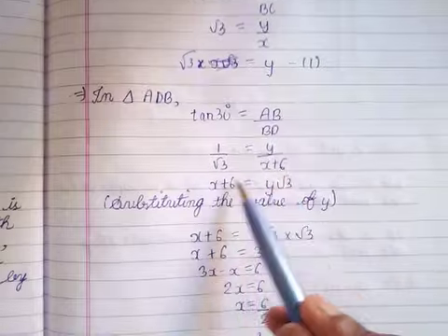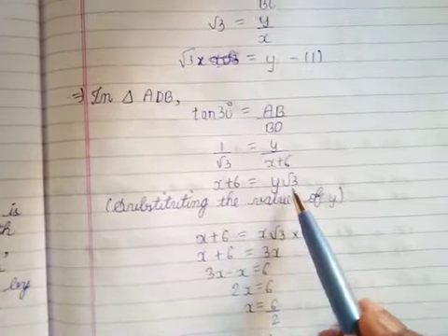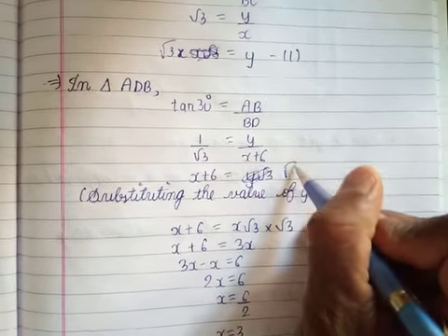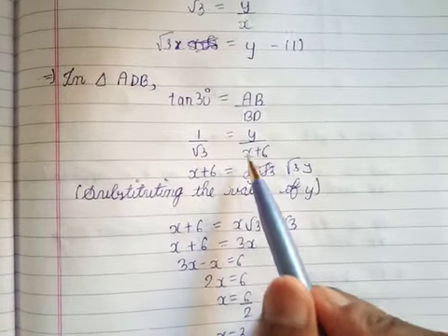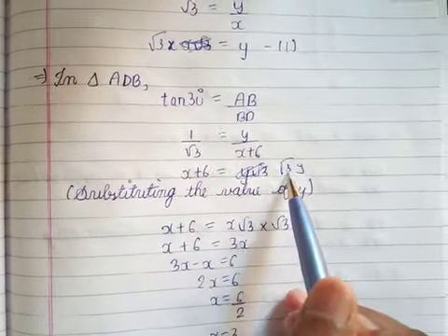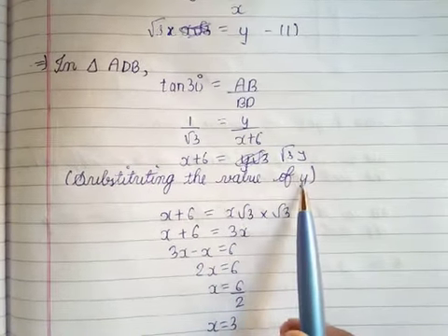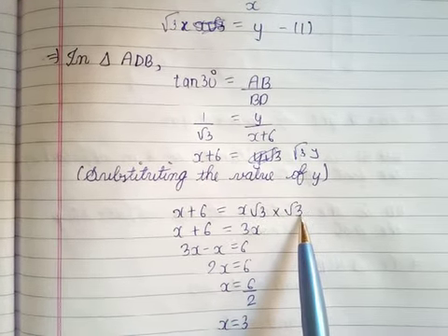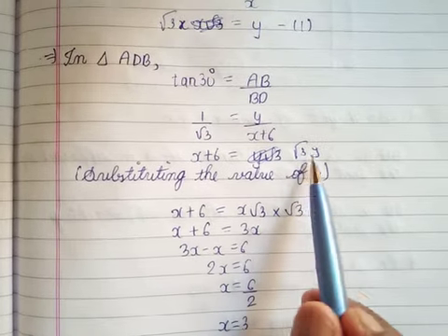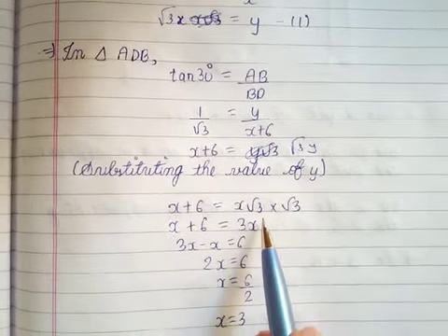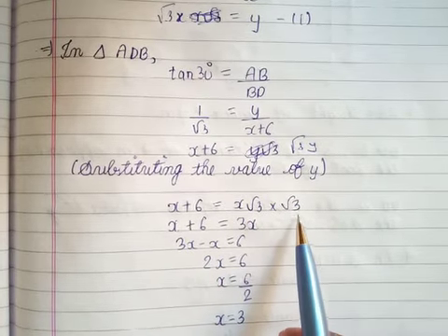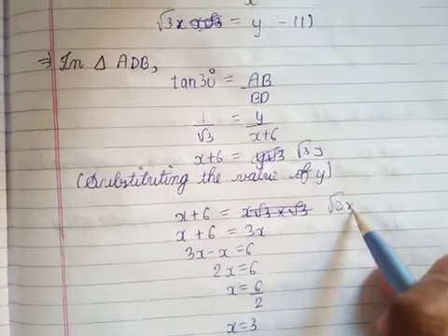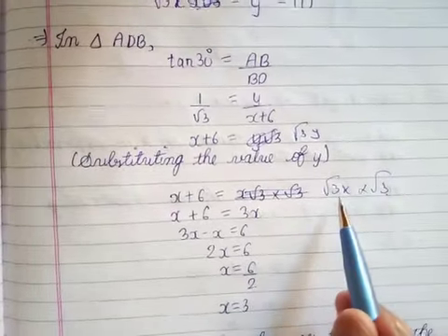1 by root 3 is equal to y upon x plus 6. If you multiply here, you have to write root 3y, not y root 3. Multiplying, x plus 6 is equal to root 3y. Substituting the value of y in the first equation, it should be written as root 3x into root 3. So root 3 into root 3 is 3.